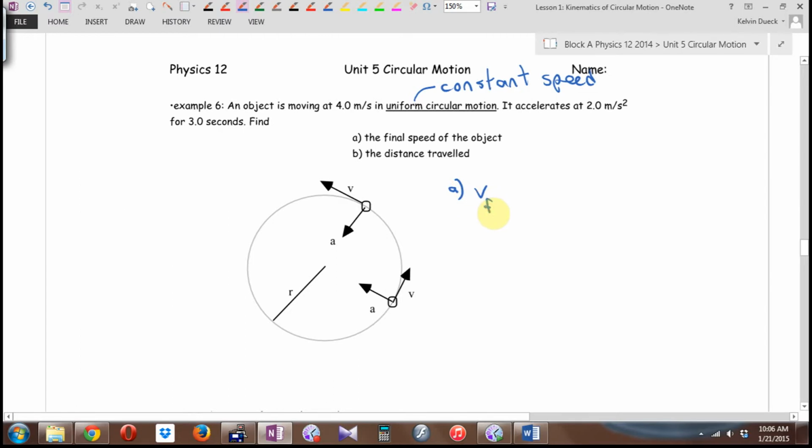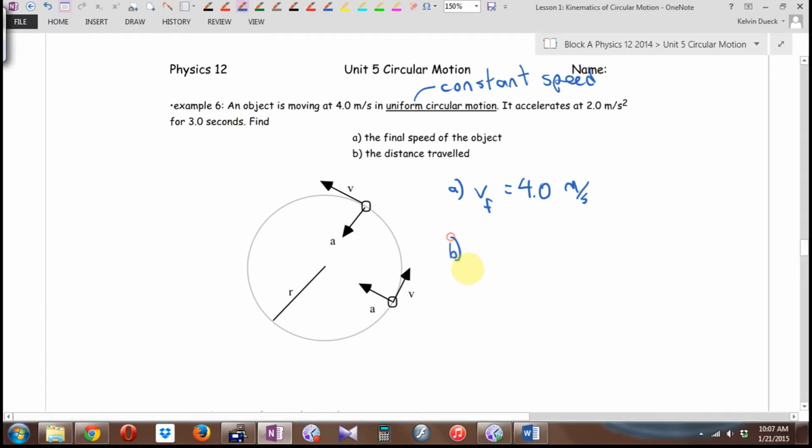This is a trick question. Why is v final 4 meters per second? If you're moving in a circle at a uniform circular motion, your speed isn't changing. Now, a lot of kids want to go, oh, v_f equals v_i plus a times t. The a is not in the same direction as the velocity. You can't plug it into that equation. It's a vector. It's completely different. There is an acceleration inwards, but that's not changing your speed. It's changing your direction only. So it's a trick question. So easy that it's tough.